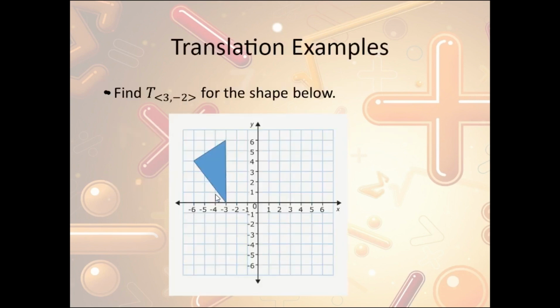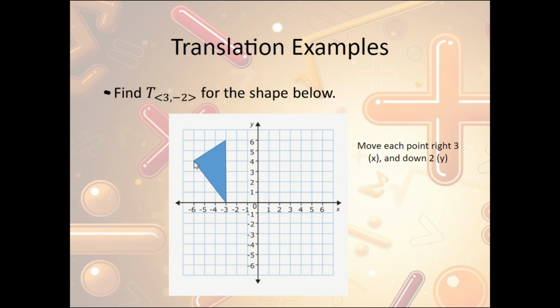So let's look at an example. We want to find T of 3, -2. So what we're going to do is take each of the points and move them to the right 3 and down 2, because we're going to have a change of +3 on the x-axis, so everything's going to slide to the right, and then -2 on the y, so it's going to go down 2. So I take each point and slide it to the right 3 and down 2.